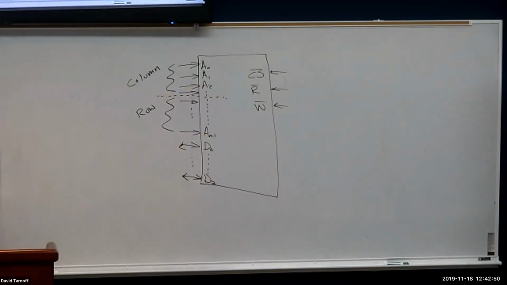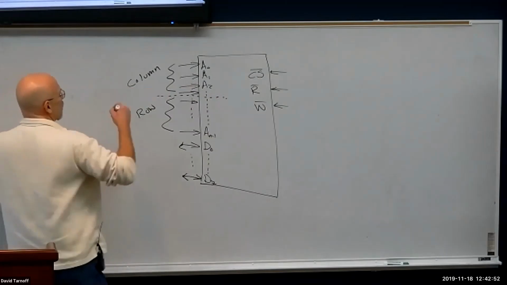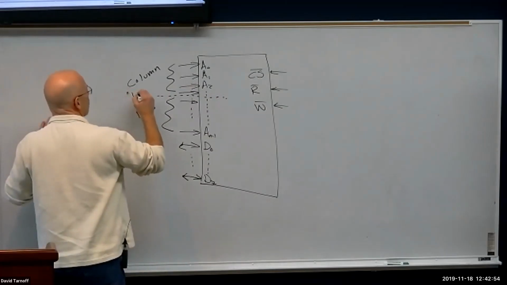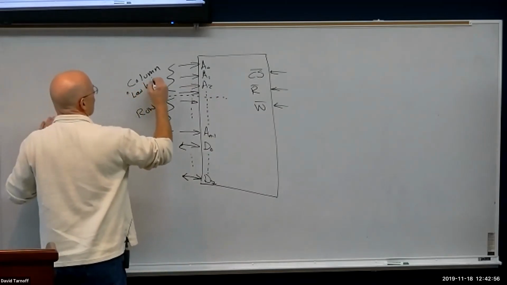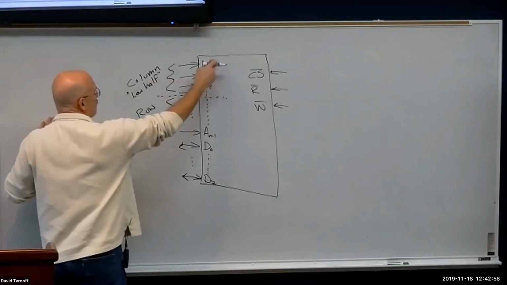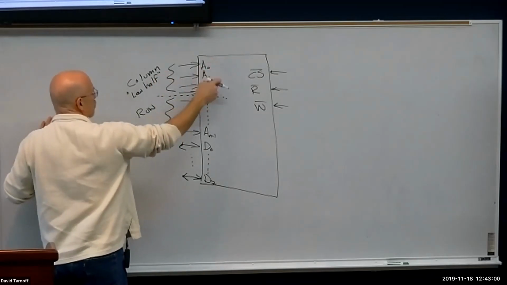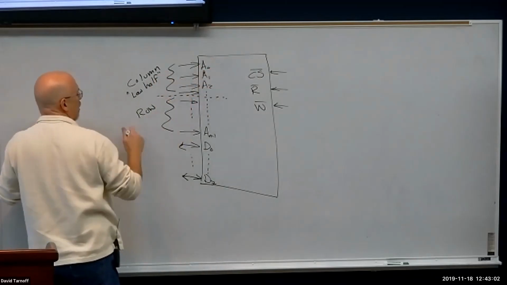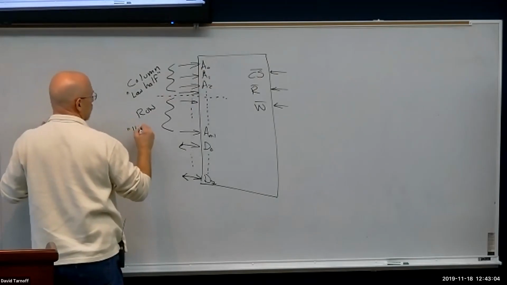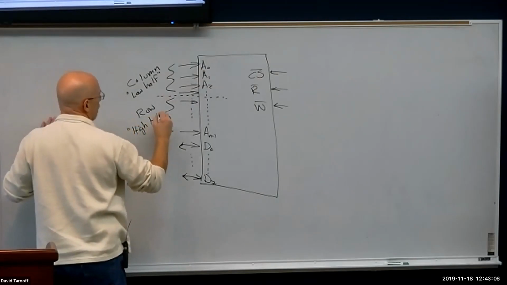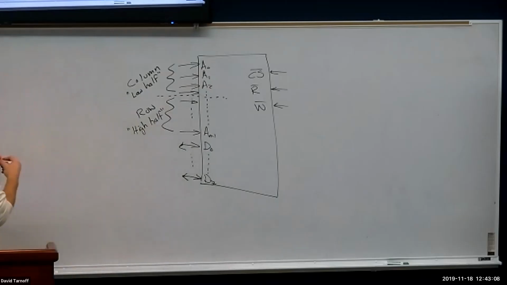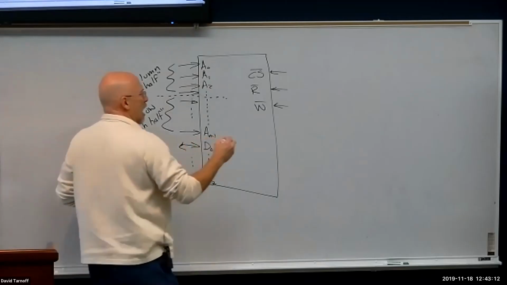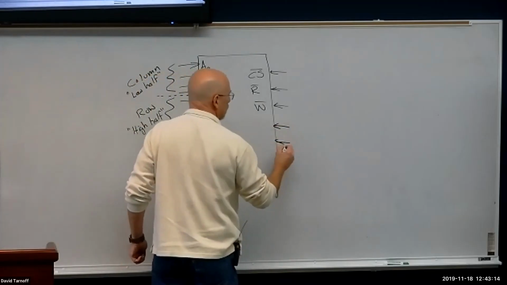Now, unfortunately, I've drawn this kind of upside down. The column is usually referred to as the low half. So if you look at these address lines, you're starting at A0 going up to some midpoint. And then the row is usually referred to as the high half. And what we can do then is add two more control signals.